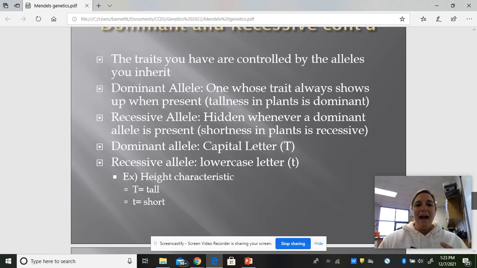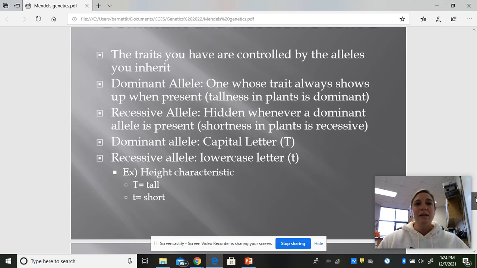So the traits you have are controlled by the alleles you inherit. So if you inherit a dominant allele, this is one whose trait always shows up when present. So tallness in plants is dominant. It is going to hide or mask any other allele that you have. The recessive allele is hidden. It doesn't mean it goes away. It's there. It's just not expressed in the offspring because it's hidden whenever a dominant allele is present.